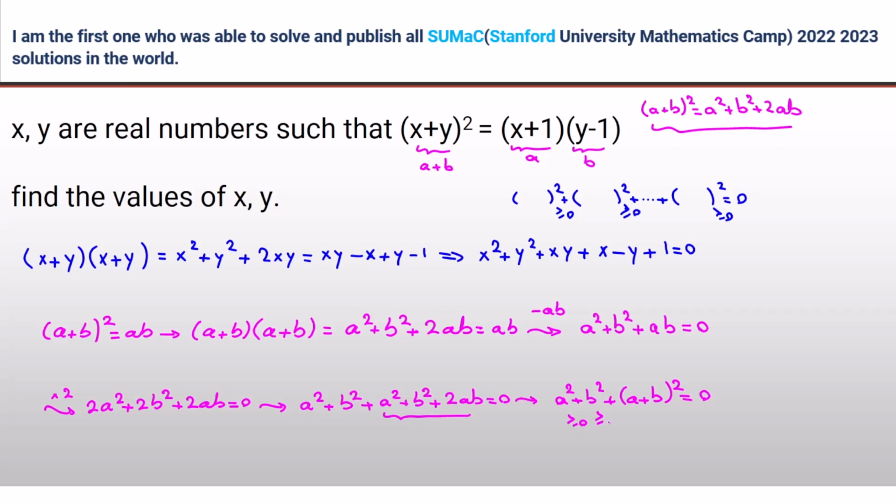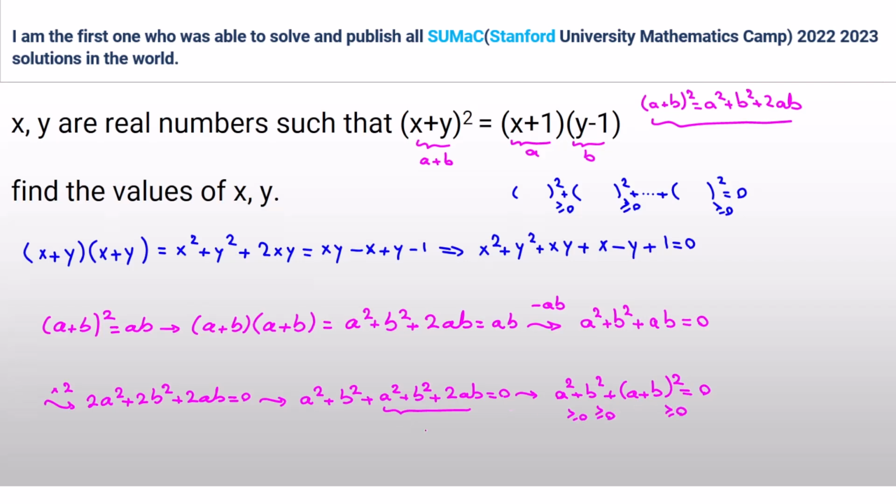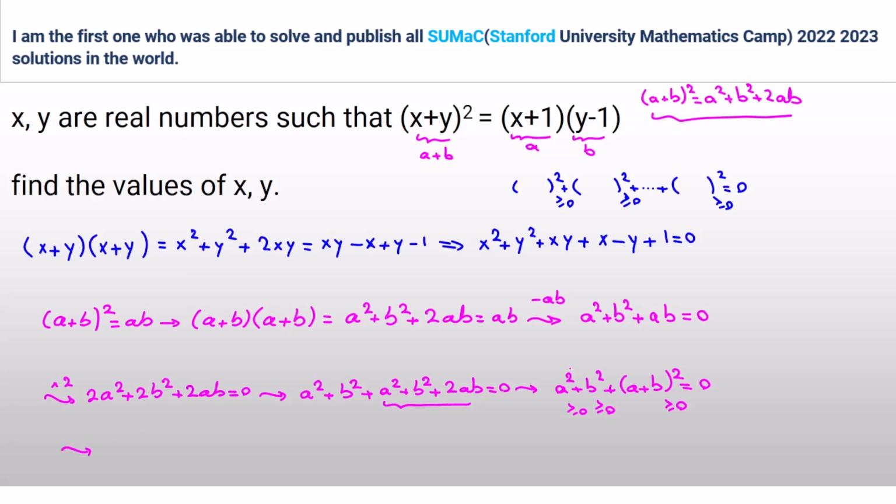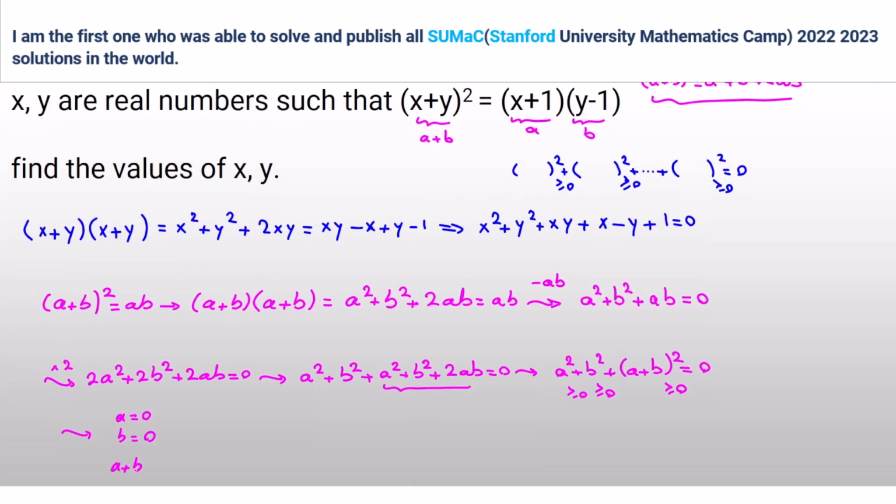We know all of them are at least 0, so because the sum is 0 and they are real numbers, the square of a real number is at least 0, so each of them should be 0. So a is 0, b is 0, a + b is also 0. We know a and b are 0, so we can conclude a + b is 0. a is what? We said x + 1, so x + 1 is 0, b is y − 1, which is 0. So we can find x and y. So x is what? x is −1, and y is what? y equals 1. So we found x and y.